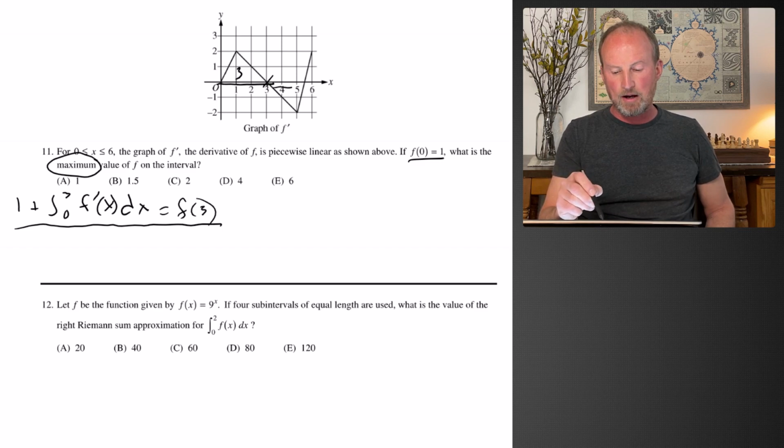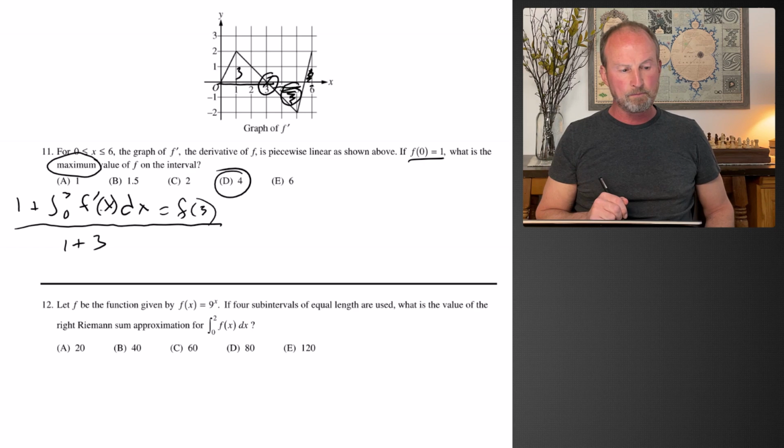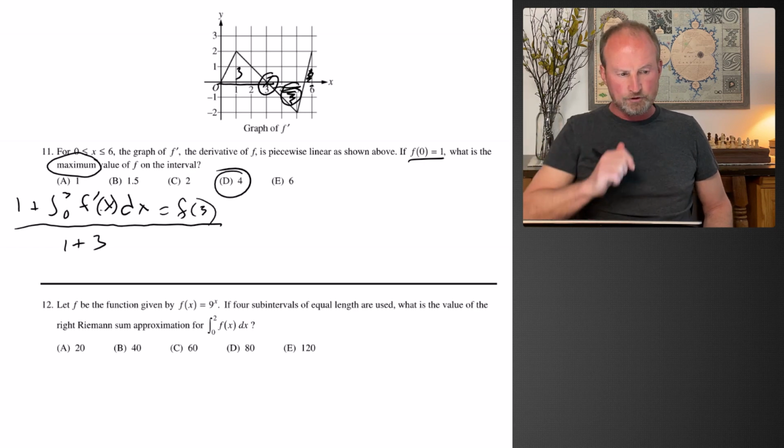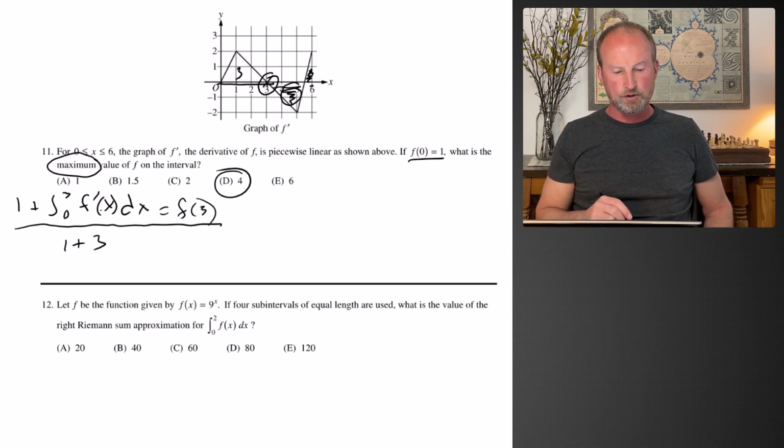Now, this amount of change down here is greater than this amount of change, so I know this is my maximum and not 6. The amount of change in the negative direction is more than the positive direction. I won't make up for this by the time I get to 6, so my biggest value is at 3. So this integral we said was 3, and I start at 1, so my answer is 4. F of 3 is the largest value, which is 4.